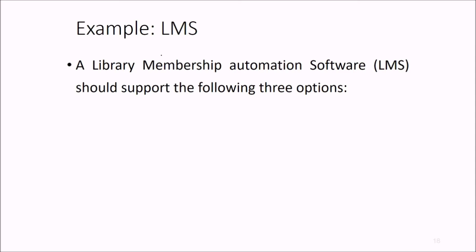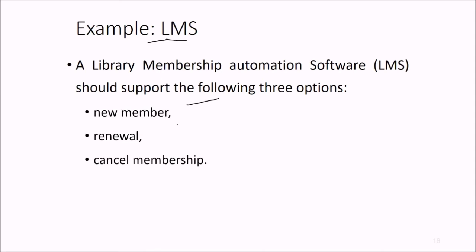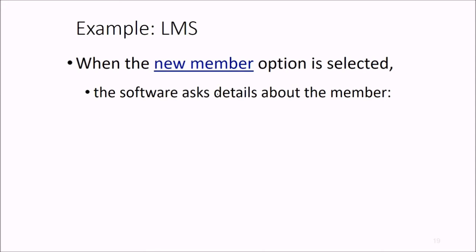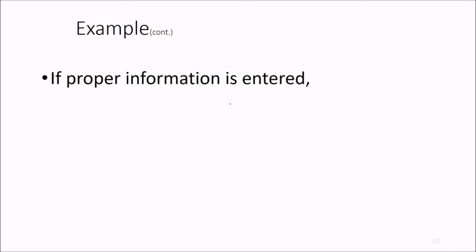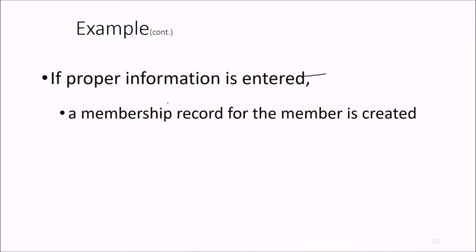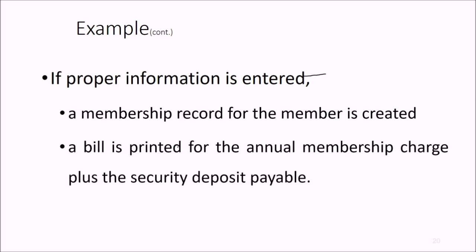Let us take an example if you're not able to understand. Say a library membership automation software, LMS, should support these three functions: new member, renewal, and cancel membership. When the new member option is selected, what is the software going to do? The software asks details about the member, like the name, address, and phone number. If proper information is entered, the membership record for the member is created. A bill is printed for the annual membership charge, plus the security deposit which will be payable.